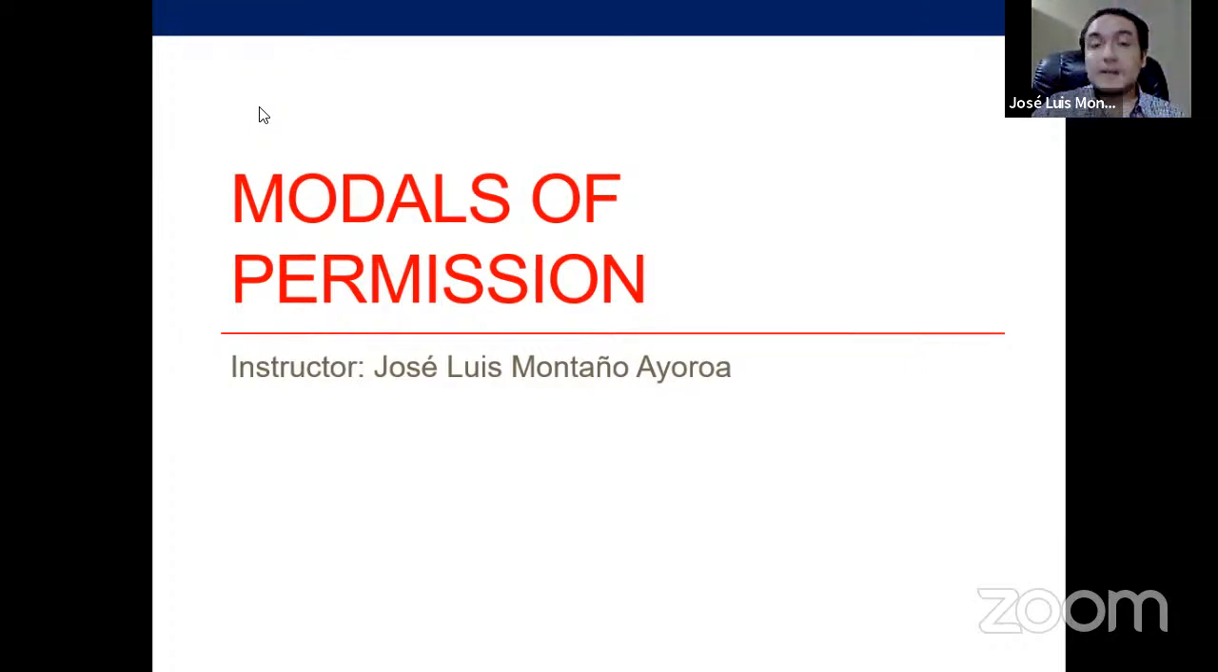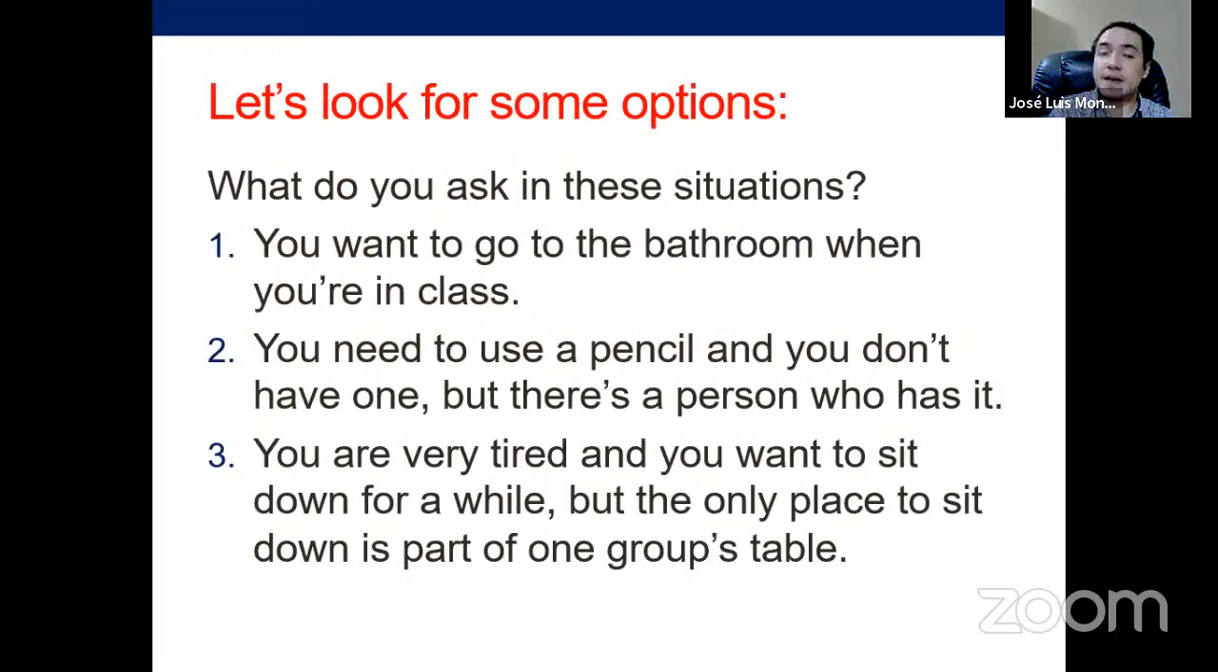Okay, now, modals of permission. We know that some of these modals that we use for permission can be used for many different purposes as well. Some of them for possibility, and some of them, if they are structured in a different way, for different purposes. But let's take a look at them, and we're going to analyze the usage that they can have.